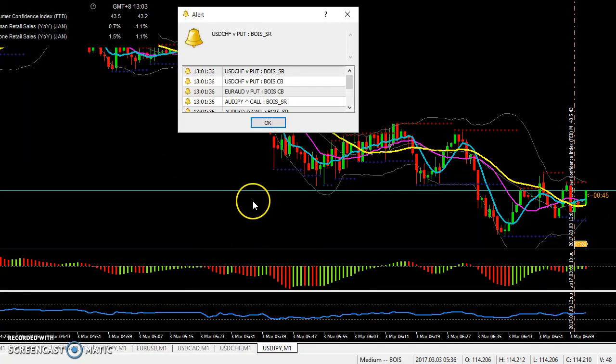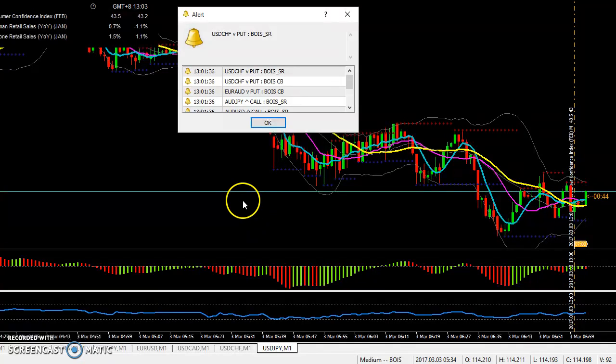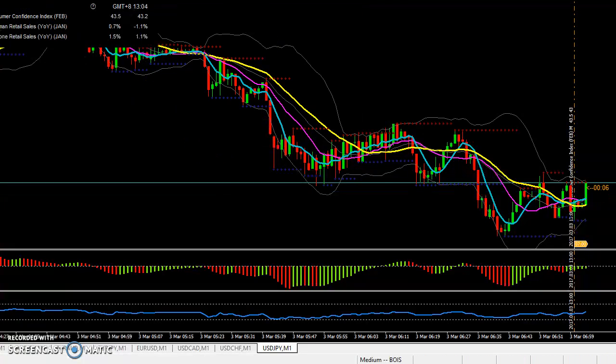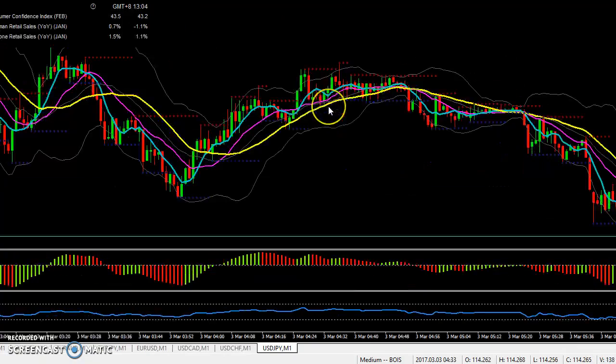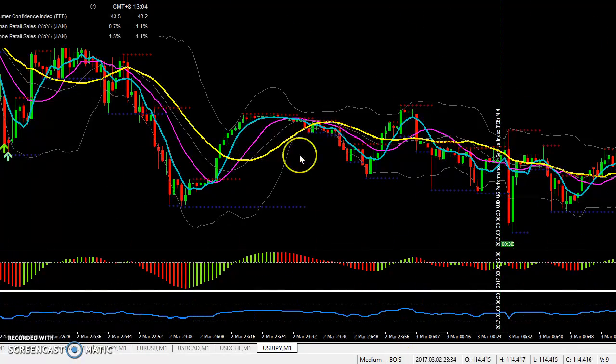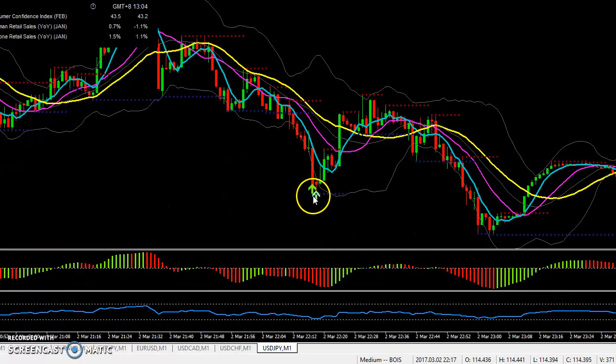binaryoptionsindicatorsignals.com. Just wanted to give you a quick visual backtest for the BOIS trading system, including the new BOIS SR indicator. Alright, so here we go. On the medium profile.